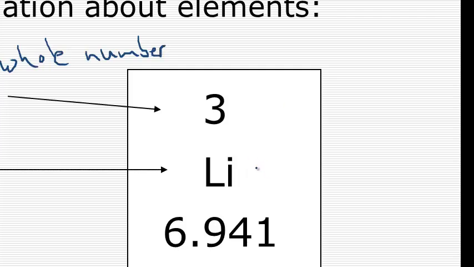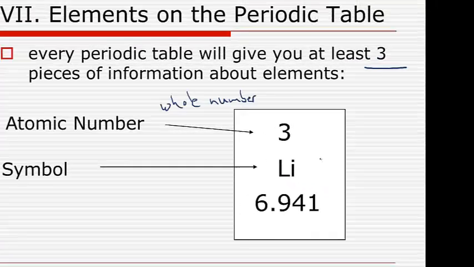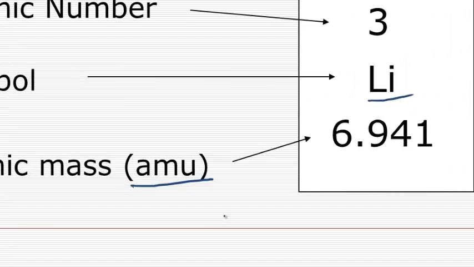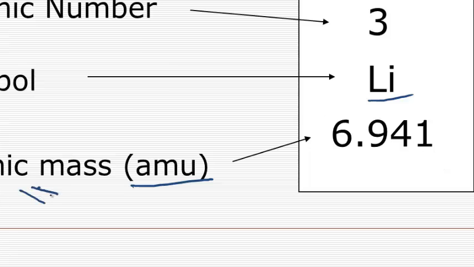You obviously have to have the symbol for the element. Names can change according to languages, but the symbol will always be the same. And the bottom number is what's called the atomic mass, and the units are in AMUs. Notice, we don't have the mass number. The mass number is not the same as the atomic mass.